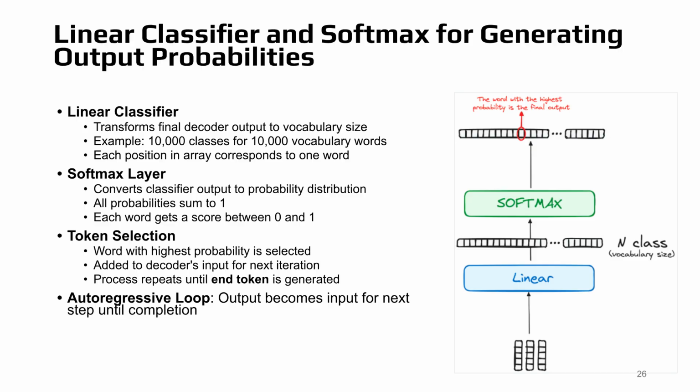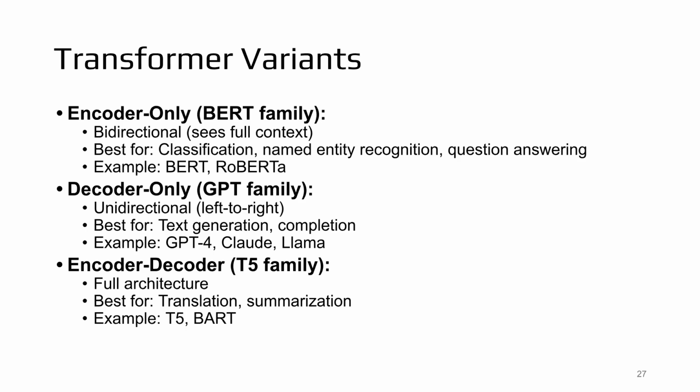The final step is generating the actual output token. A linear layer projects from 512 dimensions to vocabulary size, say 10,000 possible words. Softmax converts these scores to probabilities. We select the highest probability token, add it to the decoder input, and repeat. This continues until we generate an end-of-sequence token.